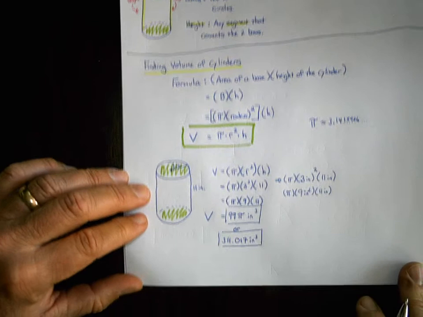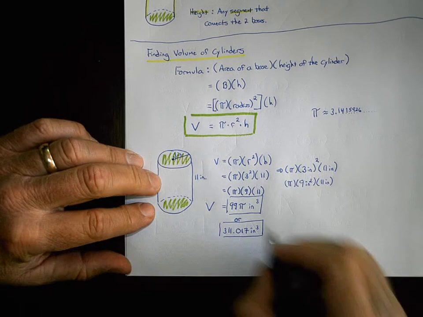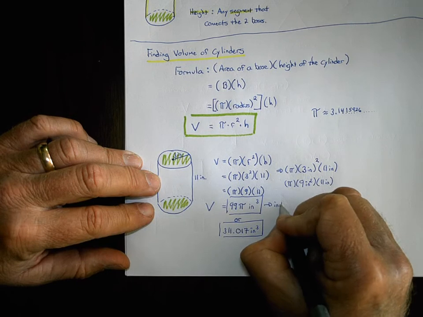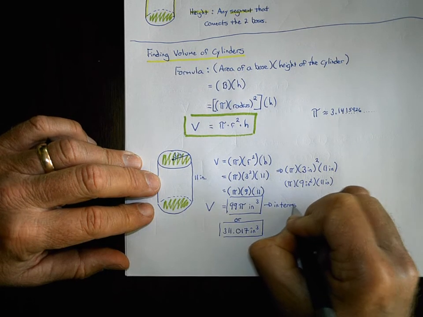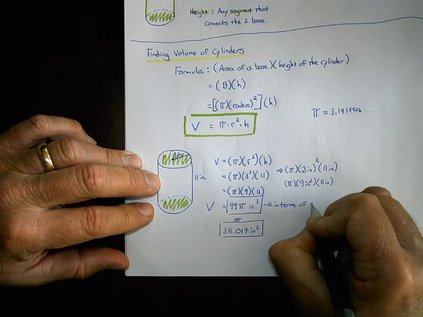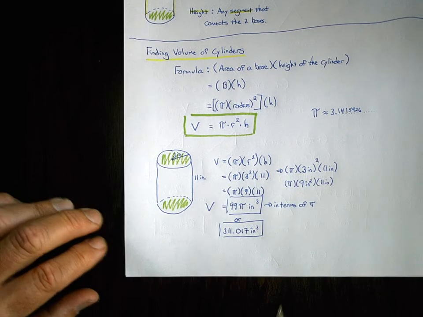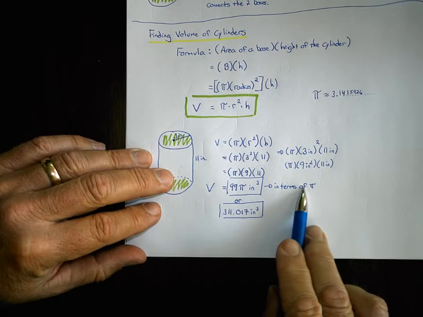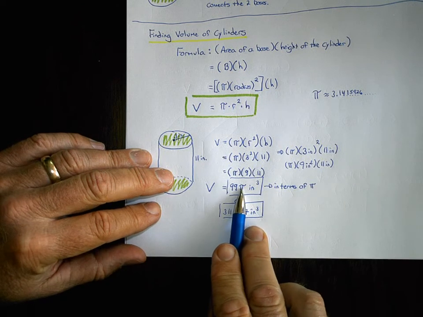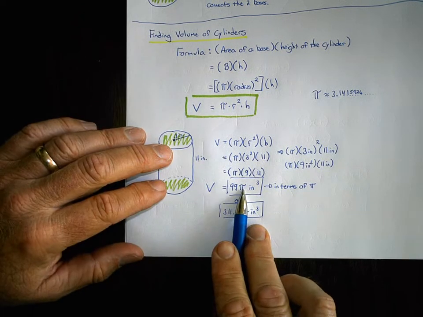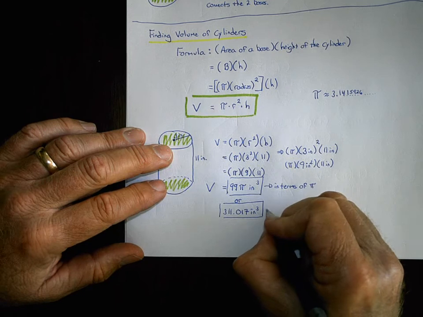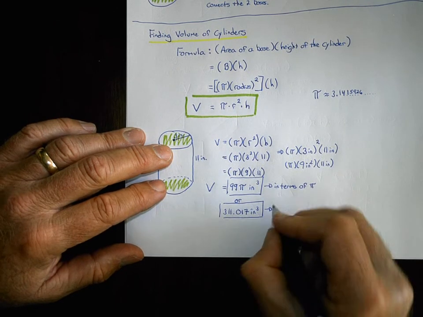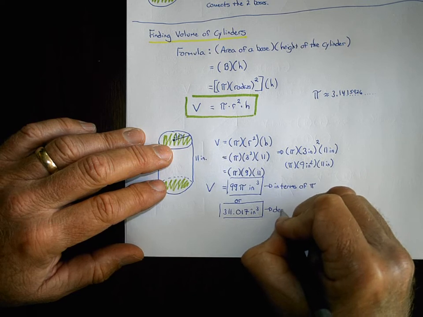Okay, so the question is always, hey, which way, Mr. Trutna, do you want me to write my answer? Well, this answer right here is in terms of pi. So if you're doing a problem and the problem specifically says find the volume in terms of pi, then you would write the answer like this. In terms of pi means don't multiply pi out as some decimal. Okay? This answer right here would be the decimal equivalent.